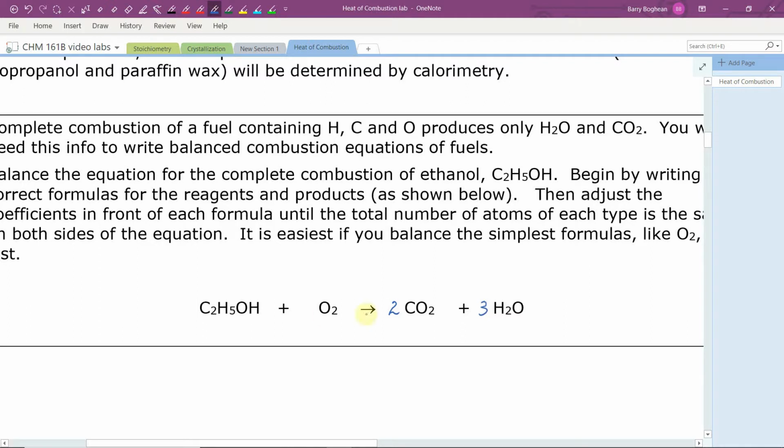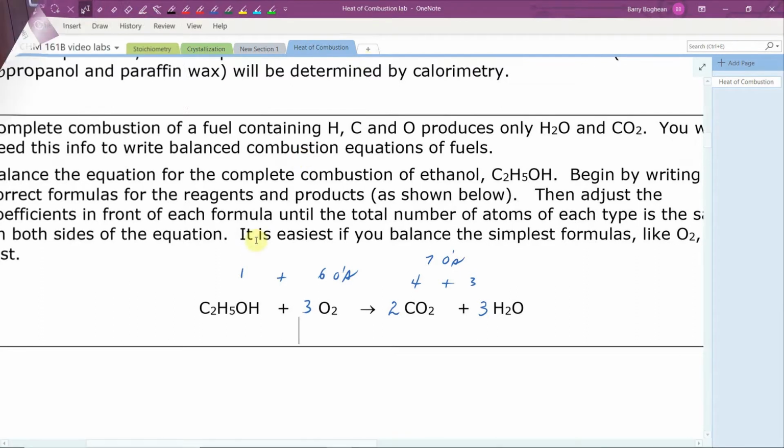Now we can balance the oxygen. On the right hand side we have 4 plus 3. We have a total of 7 oxygens. And on the left we have 1 plus, and then this has to be 6 oxygens, so it balances. And so to make 6 we put a 3 here. It's that simple. Looks like we have what we need. Let's get started with the experiment.